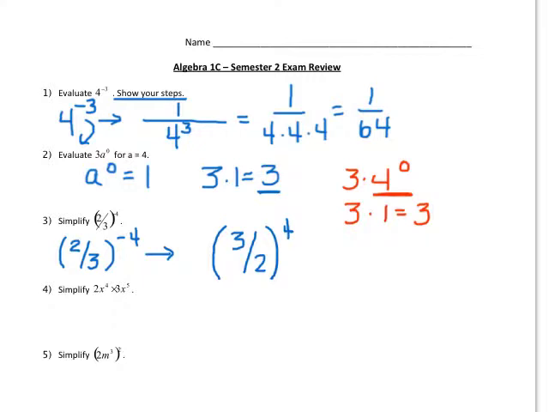Okay? And now I'm just going to take 3 to the power of 4 and 2 to the power of 4. 3 to the 4th in your calculator, you should come out with 81. And 2 to the 4th in your calculator should come out with 16. And that would be your final answer, 81 over 16.